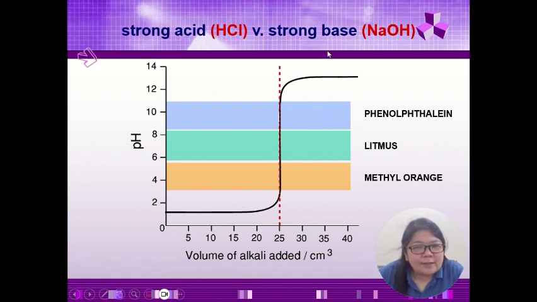To select the suitable indicator depending on the vertical region, I'll go straight into an example. If I have a strong acid versus strong base titration, and three indicators to choose from, phenolphthalein, litmus, and methyl orange, you can see that all three change color within this vertical region. So they can all be used for the titration. Of course, don't use all of them, just select one. If you are given a curve like this and these three indicators, you can choose any of them.